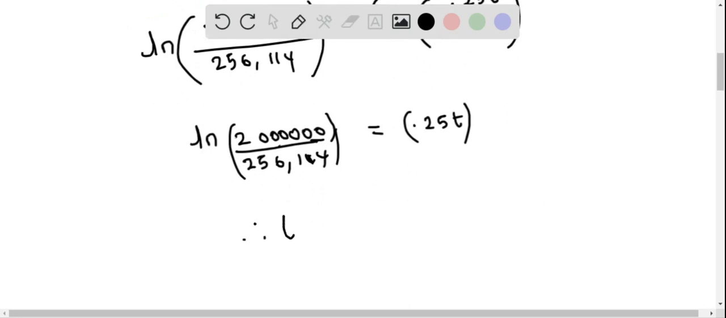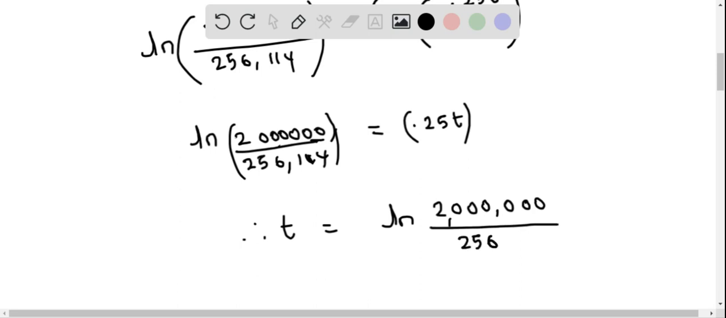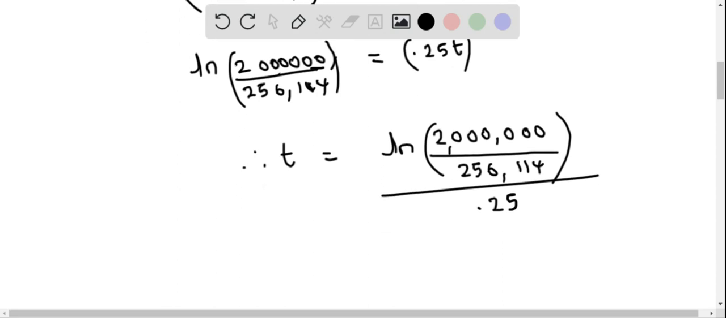Now we solve for t and rearrange for t. So therefore I write t equals natural logarithm of 2 million, that is 2 followed by 6 zeros, over 256,114, and this divided by 0.25, because we have to divide by 0.25 on both sides so that we get the value for t.